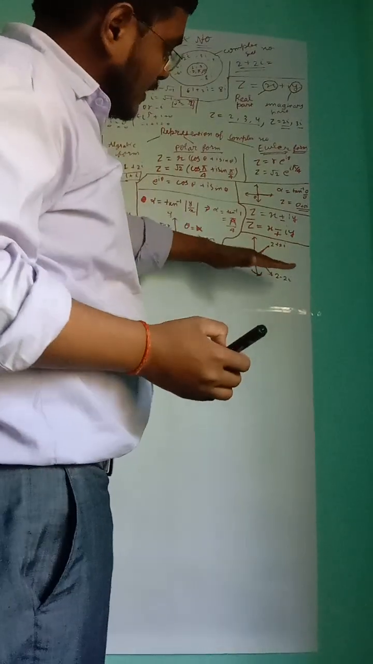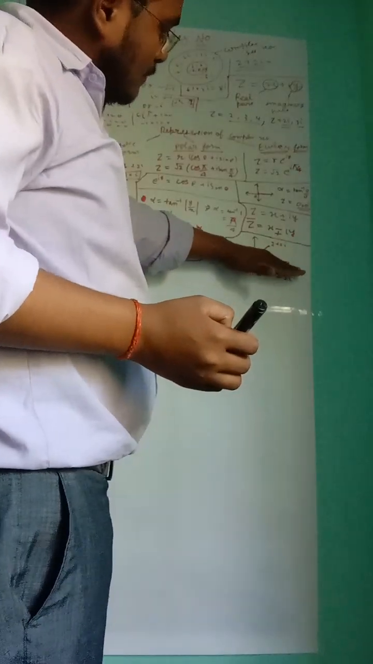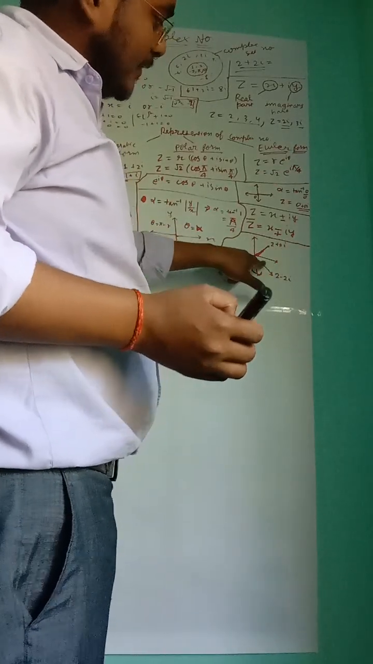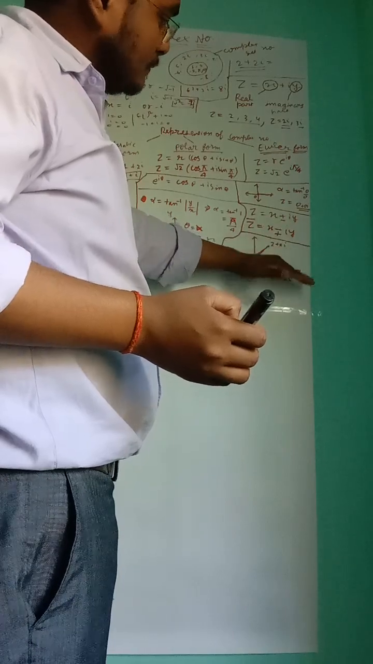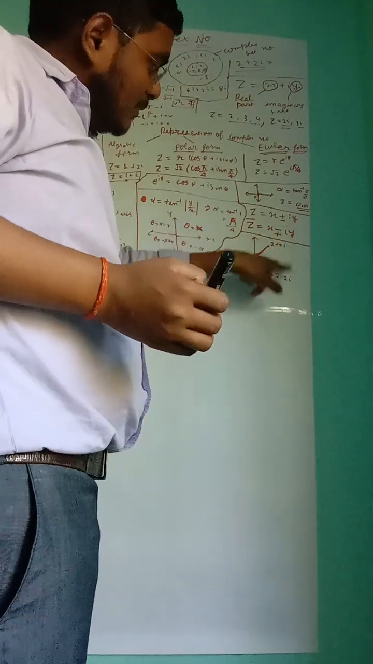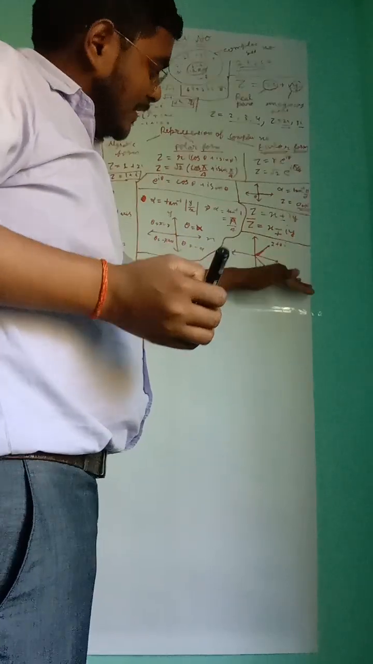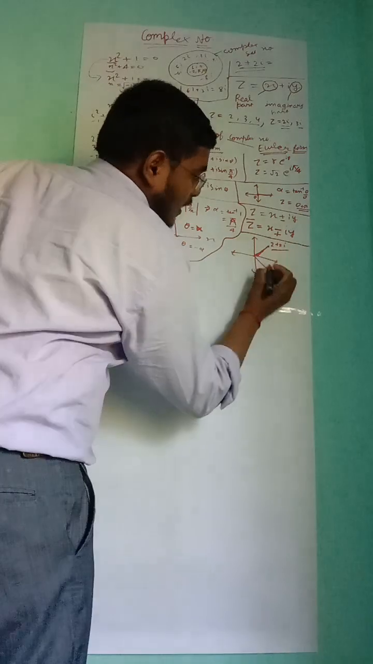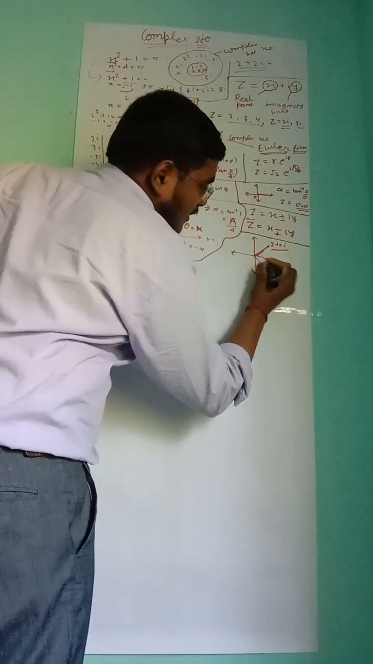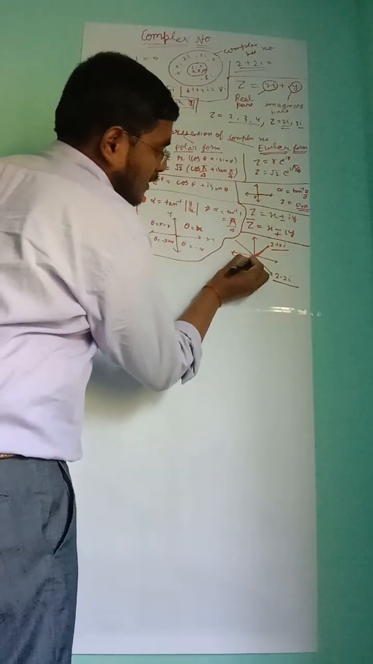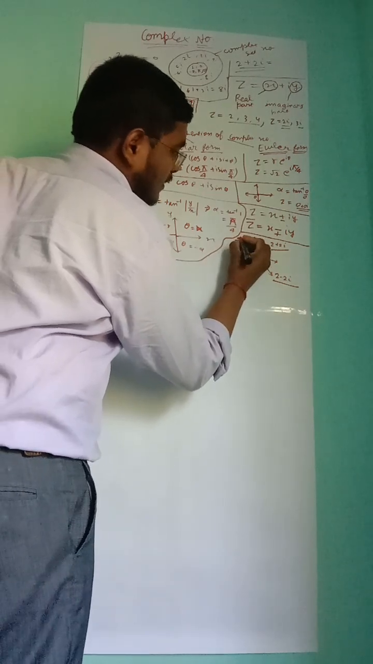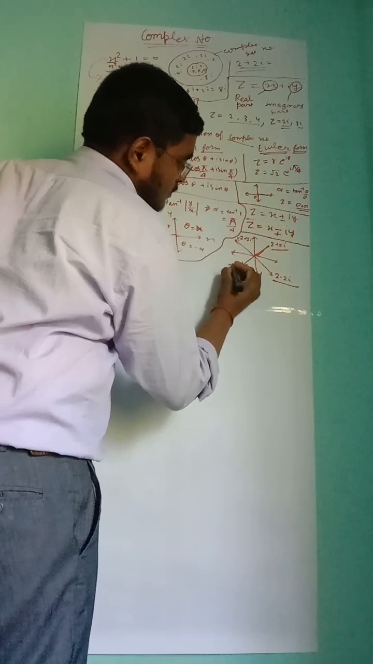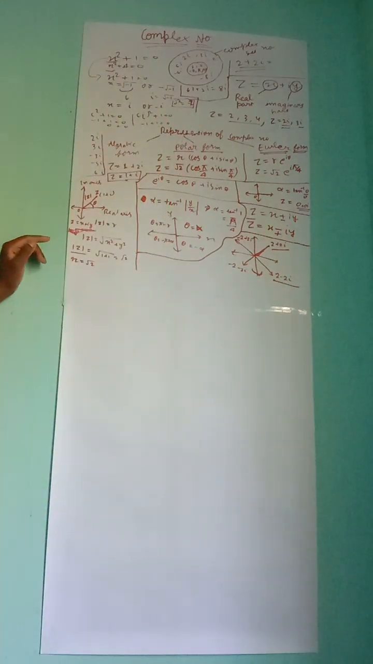So basically this is the mirror image of this number about the real axis. The mirror image of this number about the real axis is this number. And similarly if we take a number, let's say minus 2 plus 2 iota, then minus 2 minus 2 iota lies here.